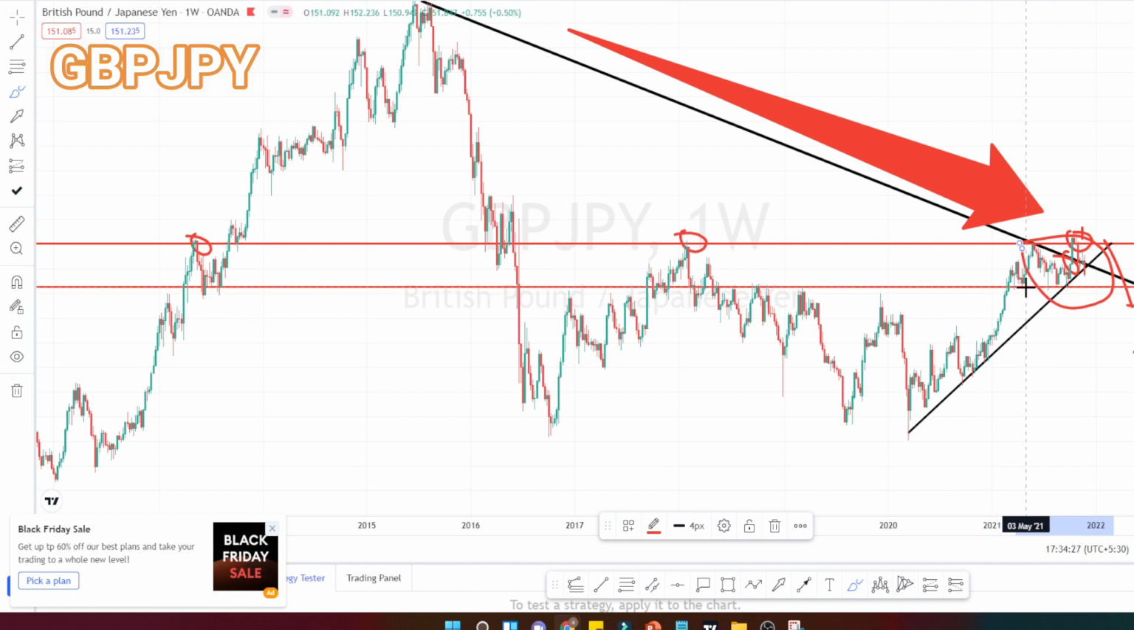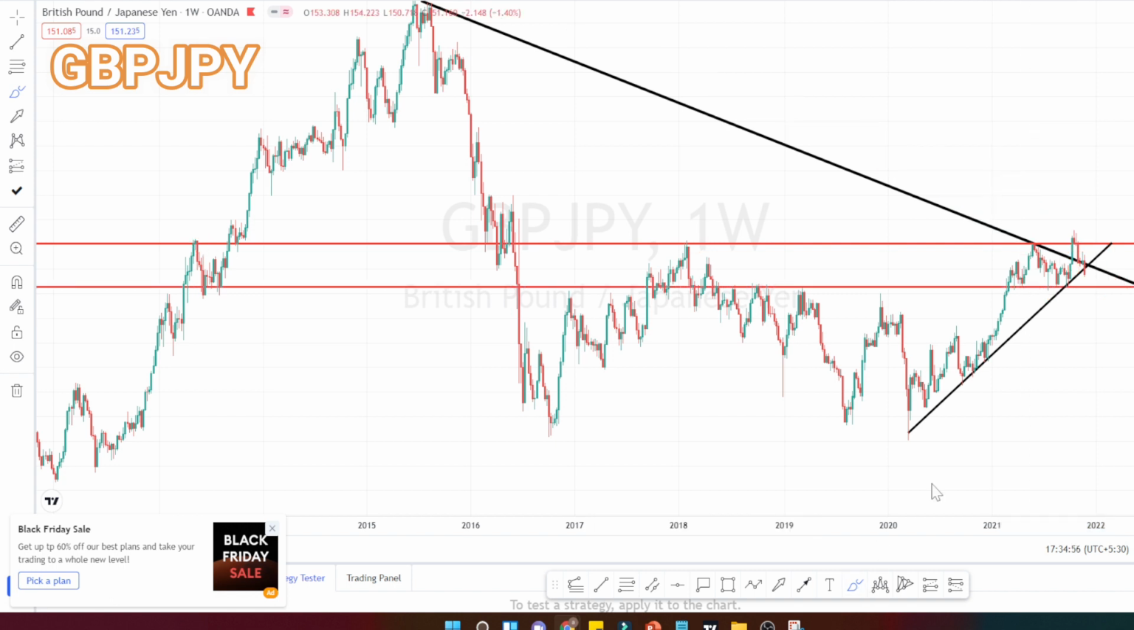The support level is at 149.107, but clearly we can notice that it has bounced back from the resistance level. It has breached this weekly support level also and trend line also. So we can say that bearish trend is very strong from the weekly time frame.